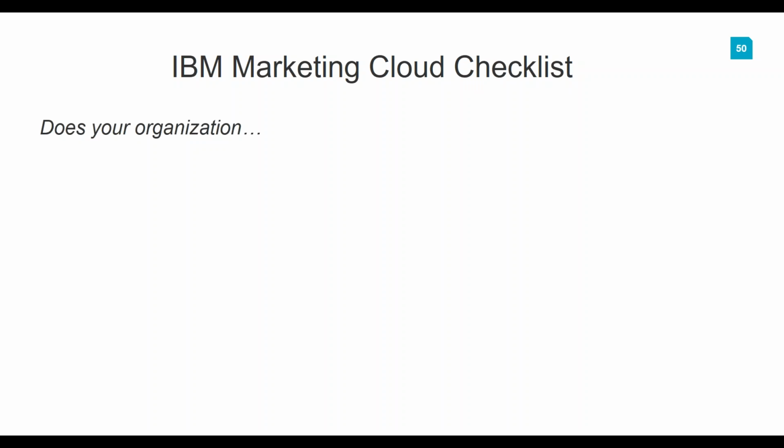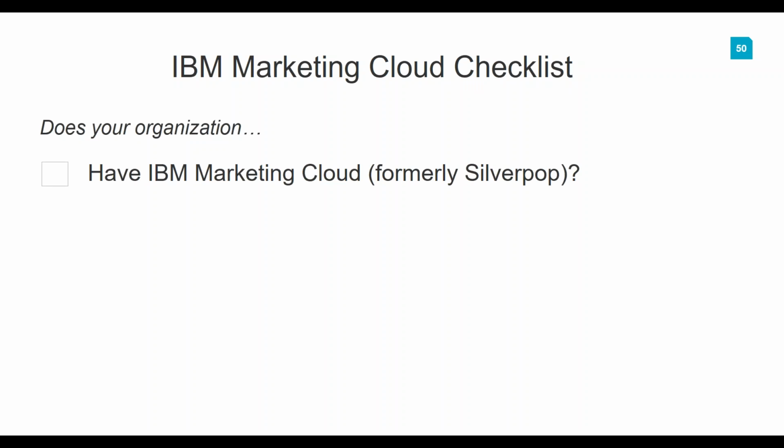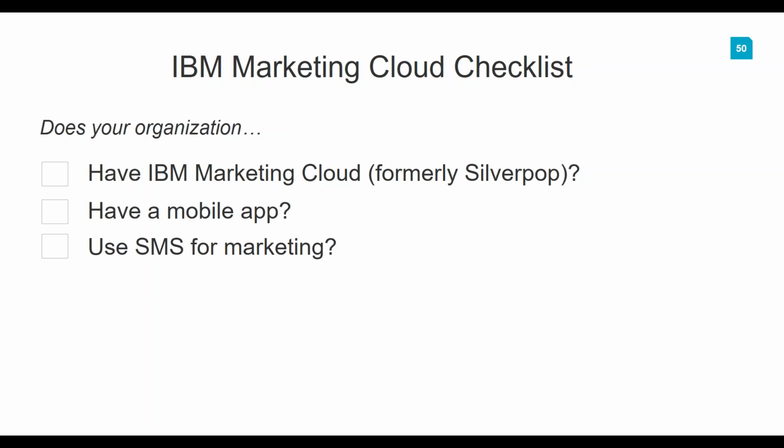A couple of questions to think about as we're finishing up here. First question, do you already have the IBM Marketing Cloud? Do you have the tools formerly known as Silverpop? That'd be a great place to start because for a lot of this, it ties it all together. Do you have a mobile app? Can you take advantage of the programs tool in Silverpop that allows you to send push notifications? Are you using SMS for marketing? Do you have the ability to take advantage of SMS being added to program tools in Silverpop, which will allow you to send out messages?